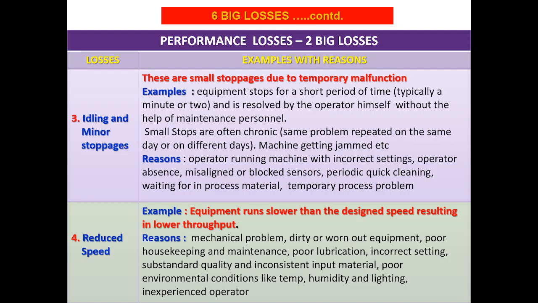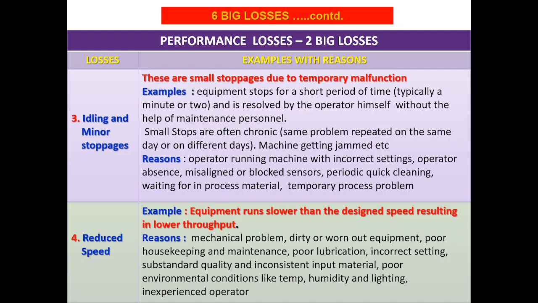Small stops are often chronic: the same problem repeated on the same day or on different days, such as the machine getting jammed. These stoppages are also not measured and accounted for properly. Reasons: operator running the machine with incorrect settings, operator absence, where he stops the machine for a short time to attend to some other work, misalignment or blocked sensors, periodic quick cleaning, waiting for material, temporary process problems.